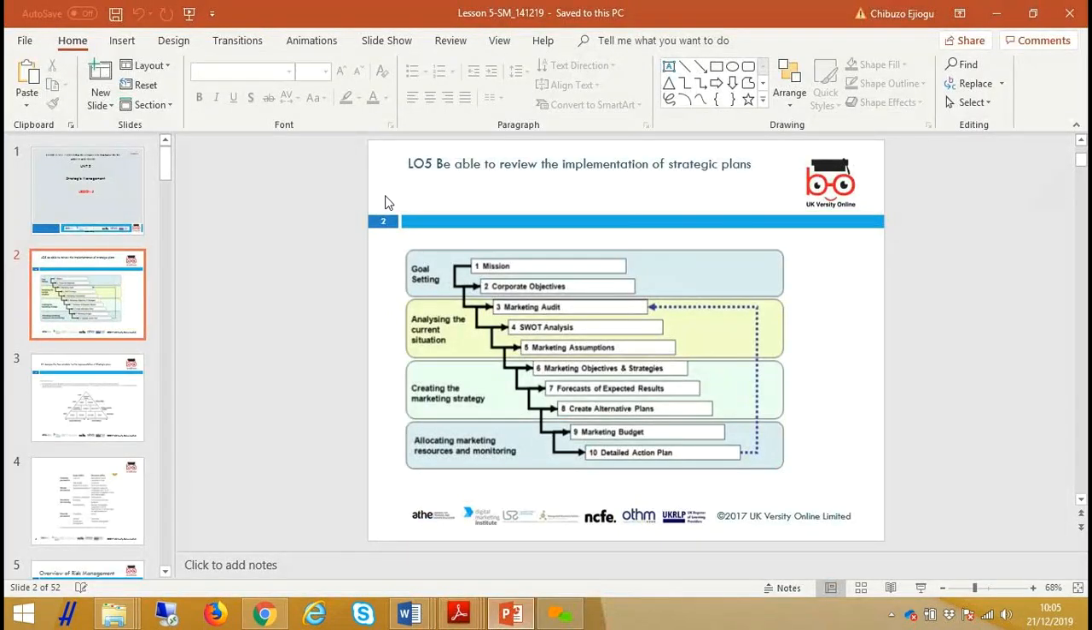So strategic planning follows a certain process if it's done correctly. At the beginning, we talked about things like goal setting. This is where you look at developing your vision, your mission statement, your vision statement, your core values, corporate objectives, things like that. We talked about that at a previous session.